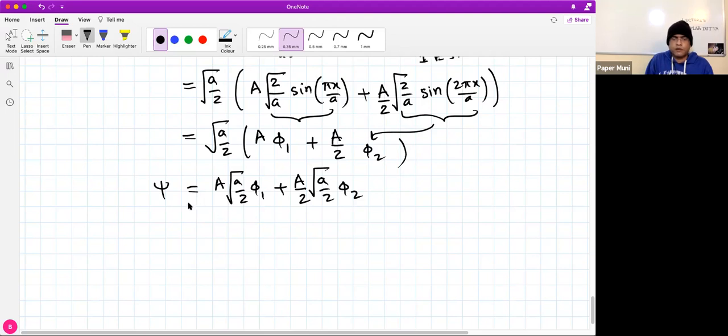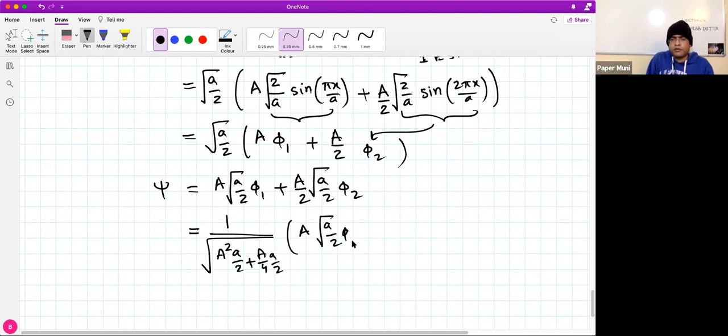Now what we want to do is normalize the wave function. So we can simply divide the whole thing by the square root of the summation of the amplitudes mod squared. These are real numbers, so we can directly write this as a² by 2 plus a² by 4, and here we have a/2 phi 1.